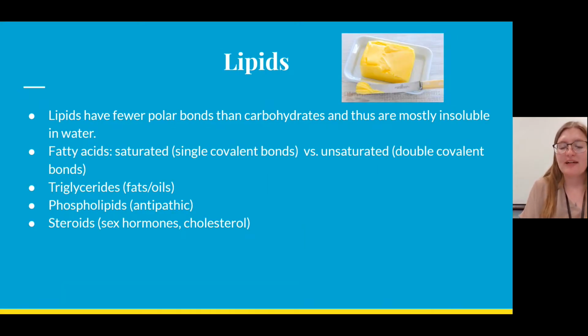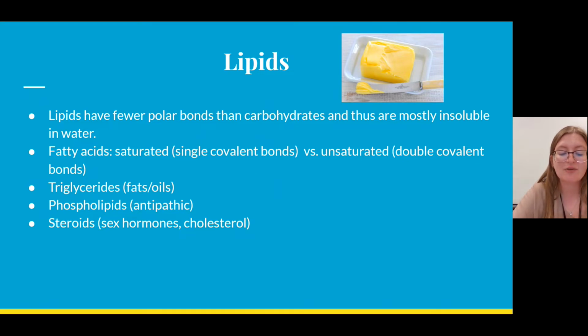The next organic compound that we talk about are lipids. Lipids are important for cell membrane structure, energy storage, and hormone production. Lipids contain carbon, hydrogen, and oxygen, but unlike carbohydrates, they have fewer covalent bonds and are mostly insoluble in water. They are hydrophobic. Fatty acids are the simplest lipids and are used to synthesize triglycerides and phospholipids.